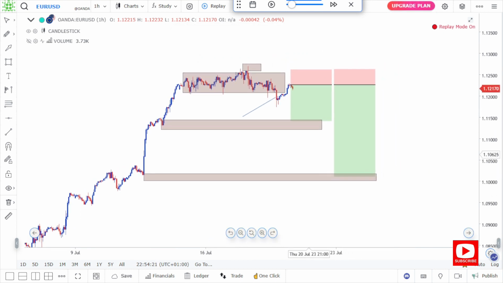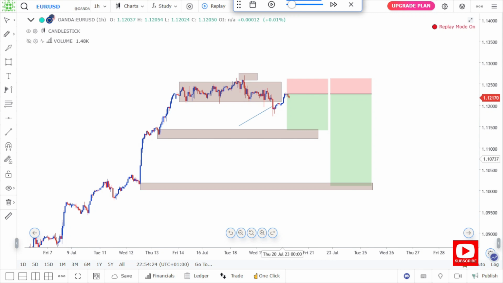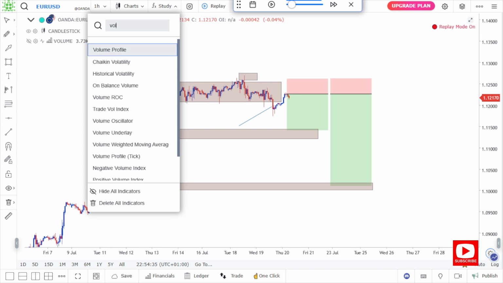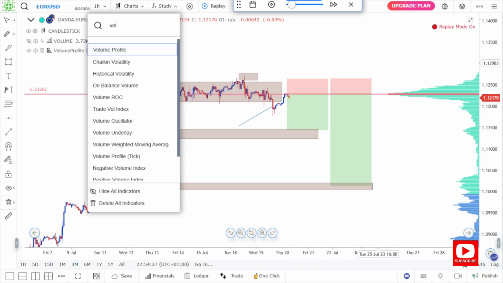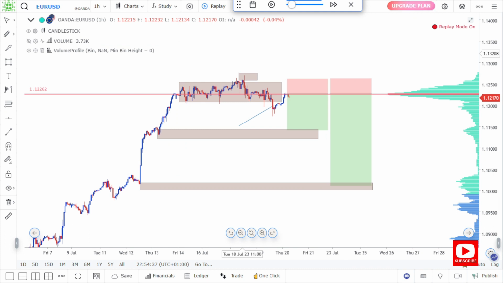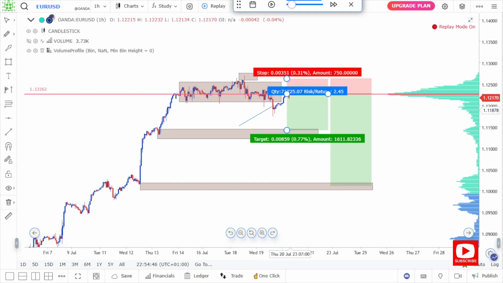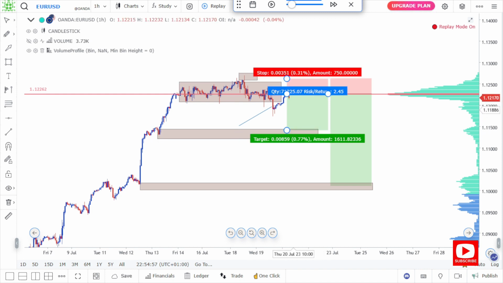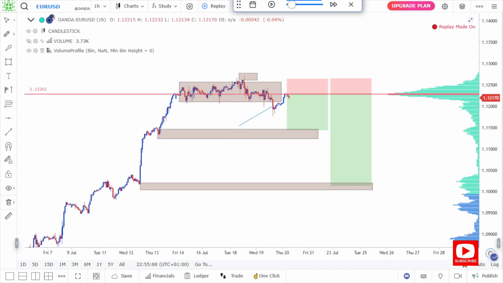So as we see that our consolidation box is already broken, it gave us a breakout and it gave us a nice retest. We click on the indicators tab to check our confirmation, which is the volume. When we click on the volume profile, we can see right here that most of the volume was in the consolidation box, meaning that once price breaks it, there is going to be a big downtrend in the long run, because the large amount of volume that was in the consolidation box is being taken out. So let's see how the trade goes by.